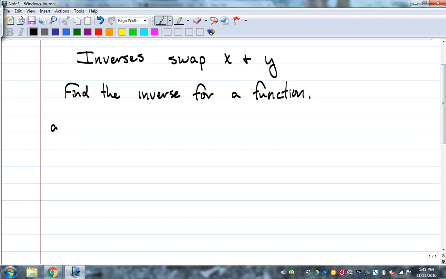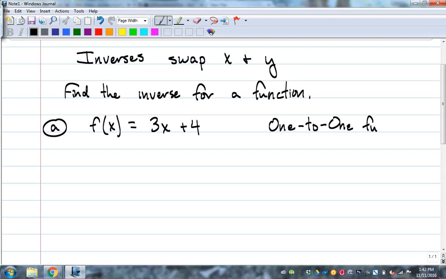Okay. So let's just start with example A. f of x is equal to 3x plus 4. All right, so there's a few things that have to happen for us to even be able to find an inverse for a function. In order to be invertible, so that you can find an inverse function, it's got to be what's called a one-to-one function.